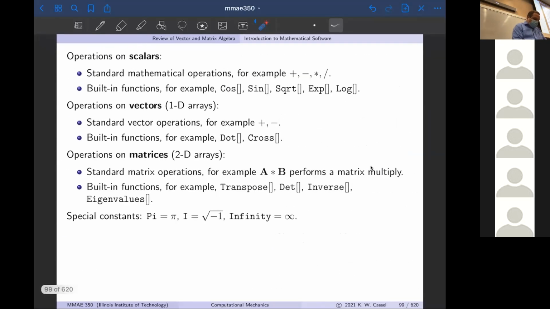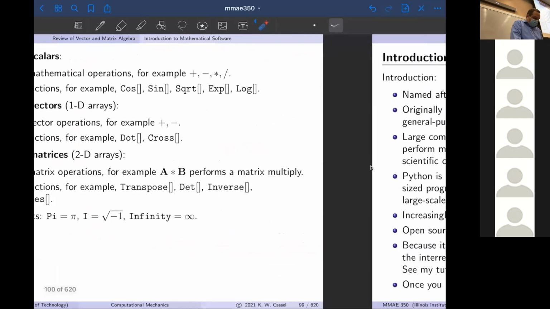Okay, all the same operations and so forth, just different syntax. You'll notice Mathematica likes capital letters beginning internal built-in commands. It's just a syntax choice.